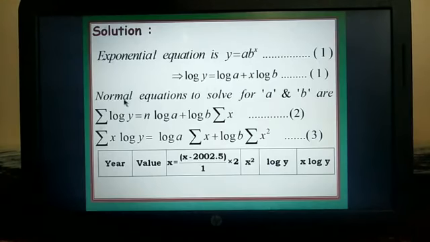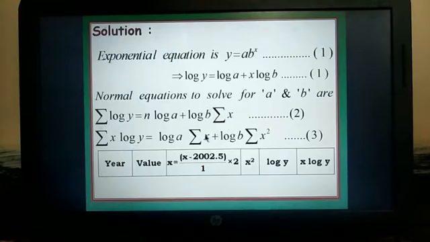We have also come across normal equations to solve for those constants a and b. What are those? Summation of log y is equal to n log a plus log b summation of x. Summation of x log y is equal to log a summation of x plus log b summation of x squared. Let these two normal equations be numbered serially. The first normal equation will be equation 2, and the second will be equation 3.